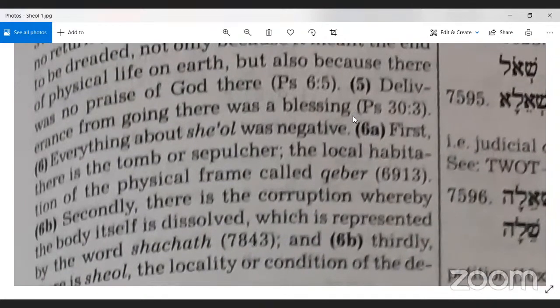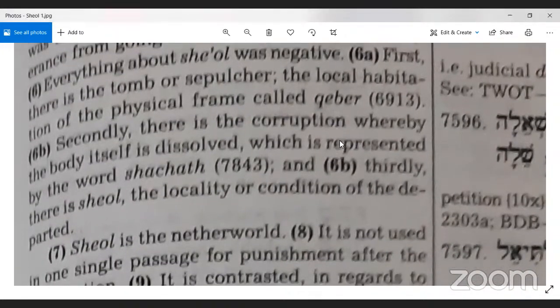So let me blow this up again. Deliverance was, do you want to read it, Lewis? Sure. Deliverance from going there was a blessing, Psalms 30, verse 3. 6, everything about Sheol was negative. 6a. Look, can we stop right there? Sure. So do you individually agree with this? No. Yeah, I don't agree with either. No. Right. Okay.